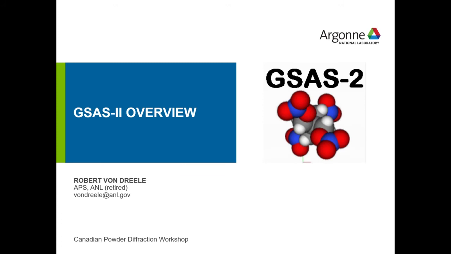GSAS-II is written almost entirely in Python. And you should know that it comprises about 150,000 lines of code. 3/4 of the code is for the user interface. About 10 or 15% is the mathematics, and the rest of it is the graphics and I/O. So it takes a lot of work to write these things, I'd say.